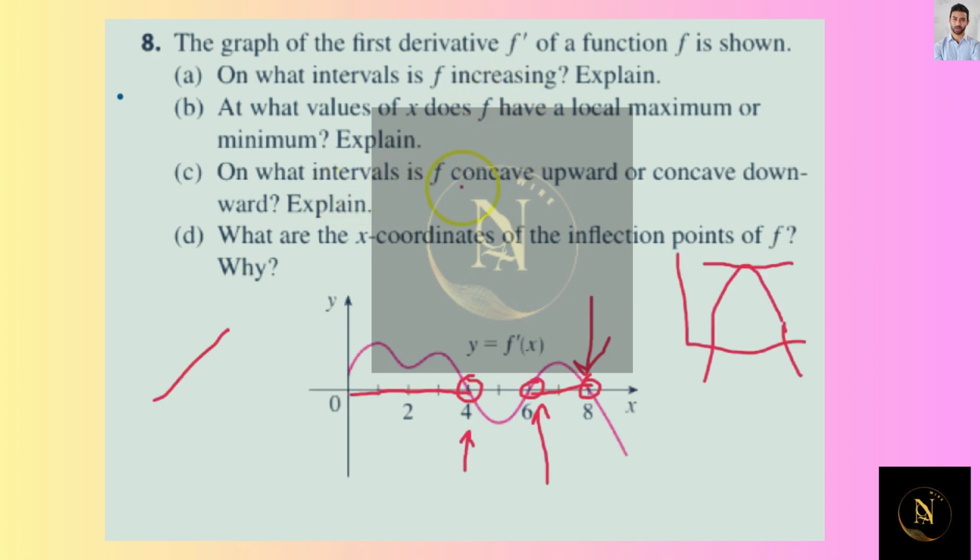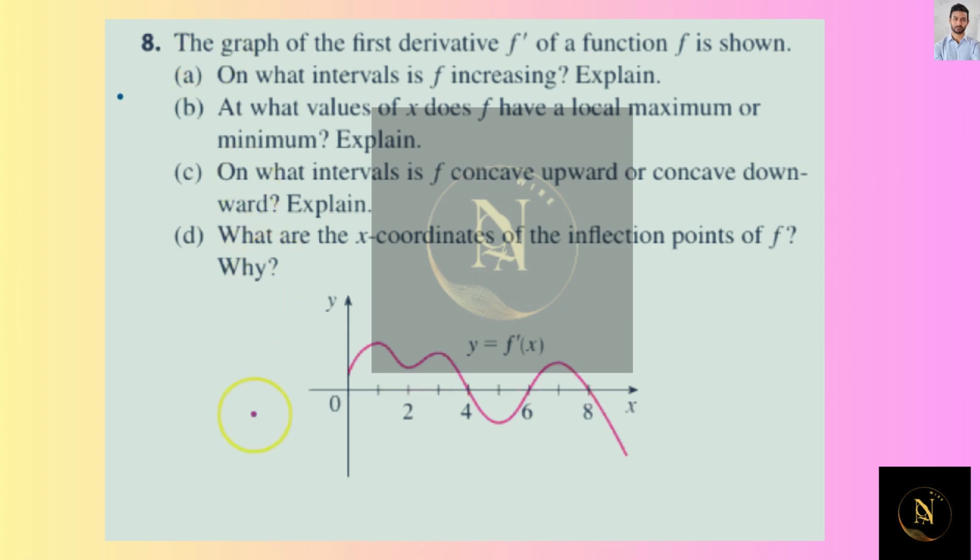Now, on what interval is f concave upward, or is f concave downward? Let me pause my video for a second and erase everything, and then we'll look at that. Okay, I erased everything. So now we're looking at concave up and concave down. Now, if you've been paying attention in the chapter, concavity comes from the second derivative. So now we're talking about the slopes of the first derivative. The slopes of the tangent line of the first derivative is what we get from the second derivative.